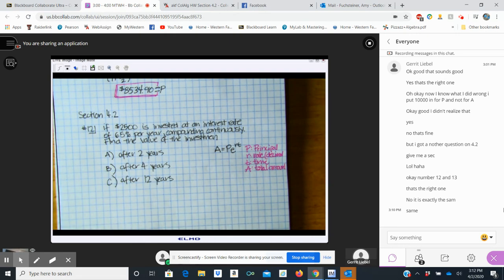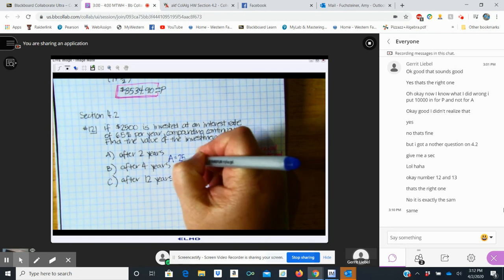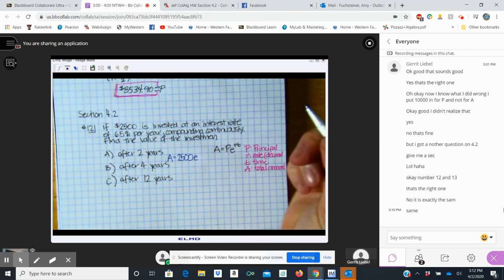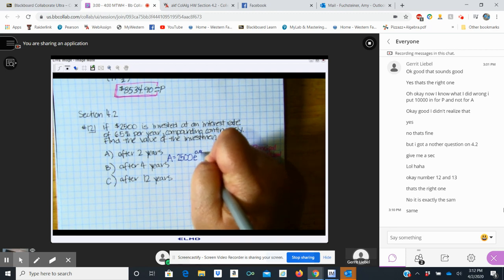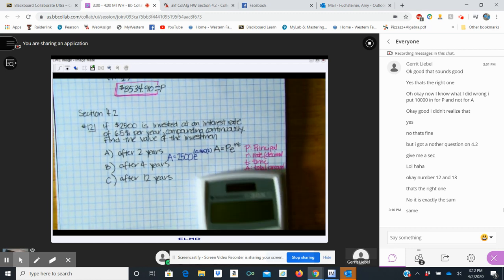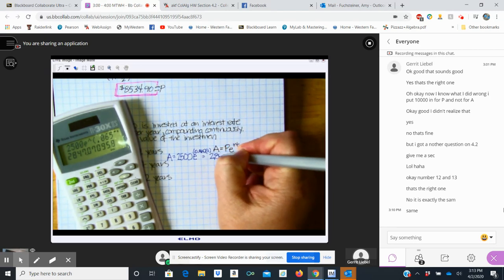And that A is again the total amount. So after 2 years, we would be using the formula A is 2,500 because that's our initial investment, e to the 0.065 times 2. And I get $2,847.07.